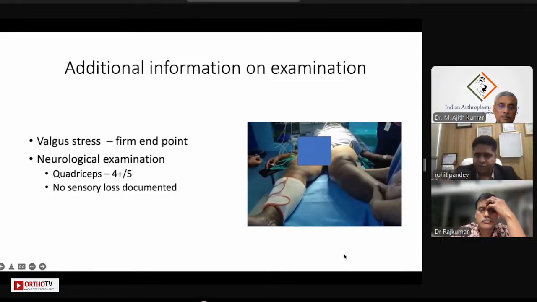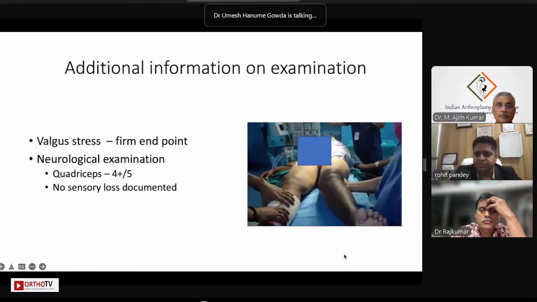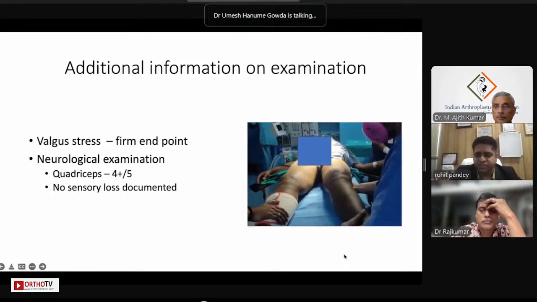This is the video intraoperatively after anesthesia. This was the stability of the knee, doing the varus and valgus.